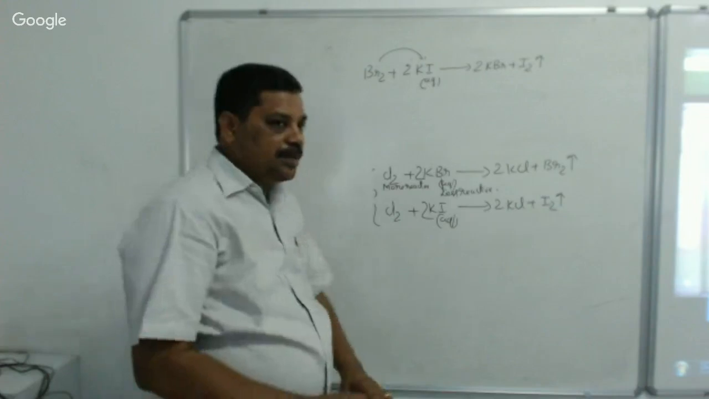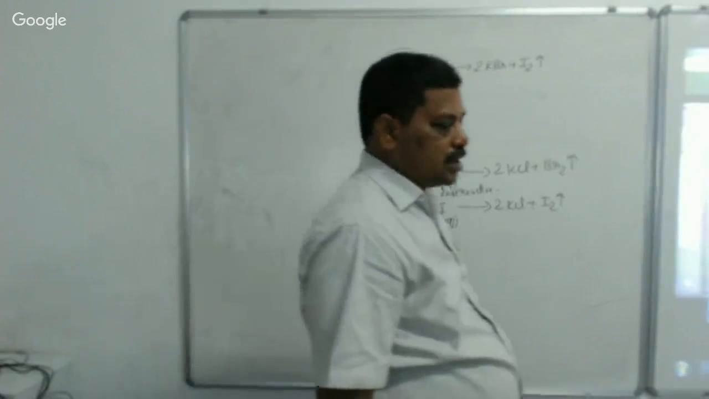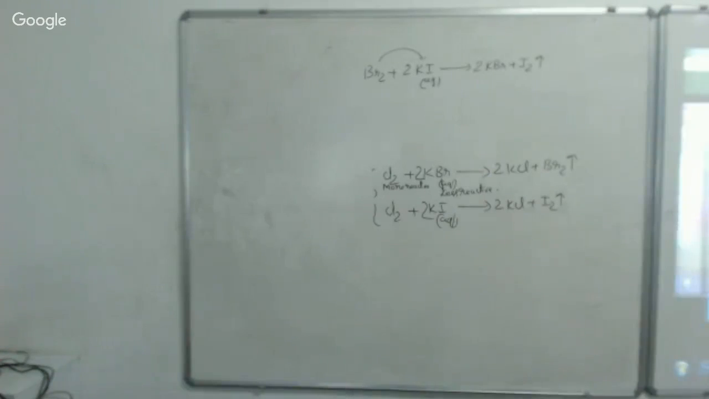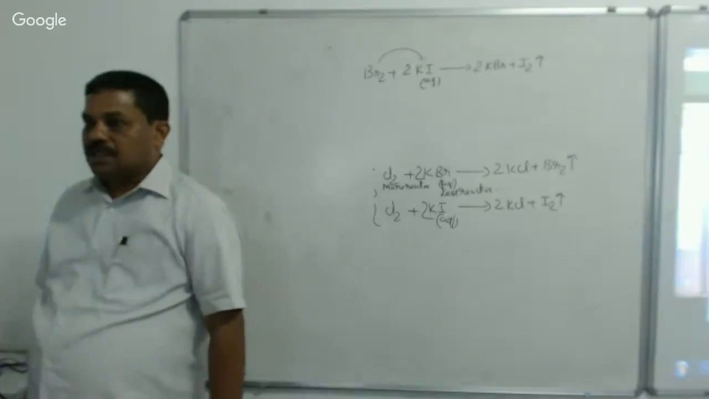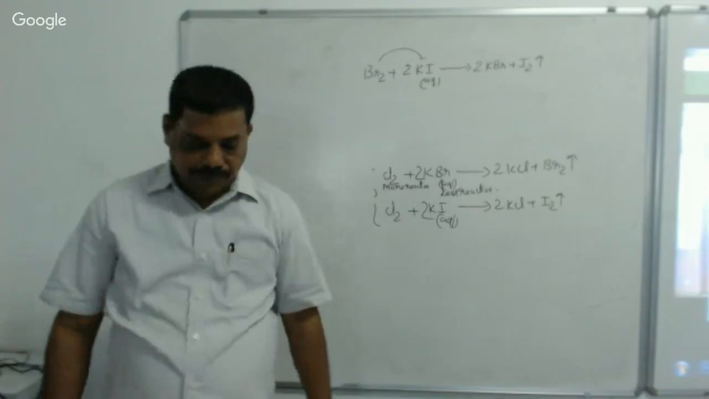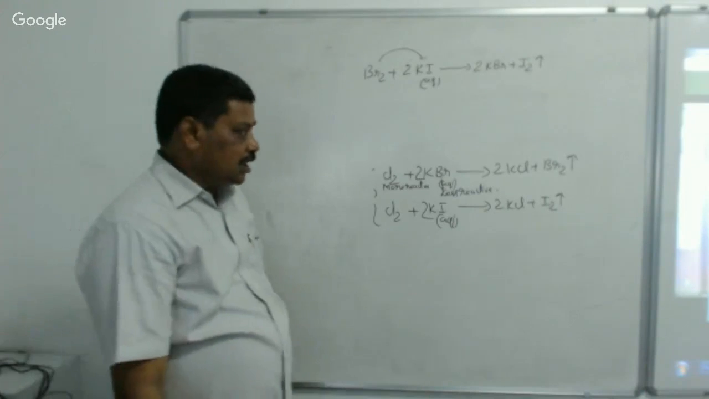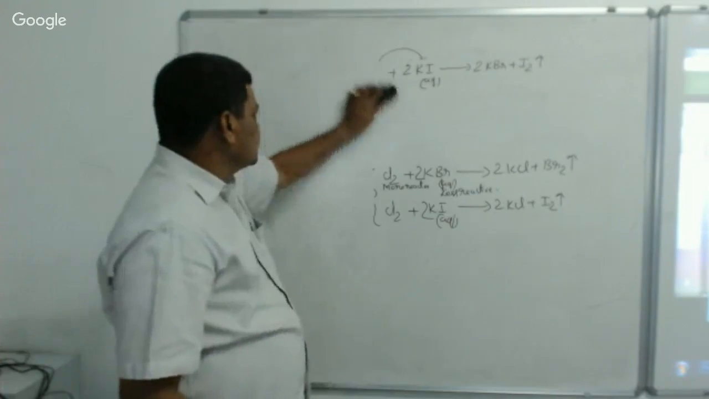So what is our statement exactly? Go to the original statement. A more reactive halogen can displace a less reactive halogen from its aqueous salt solution. So this is another important property of halogens.